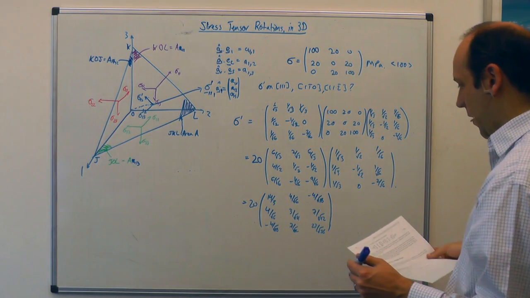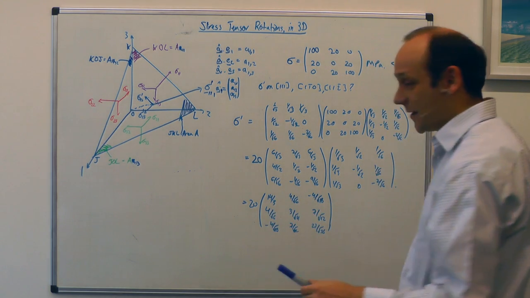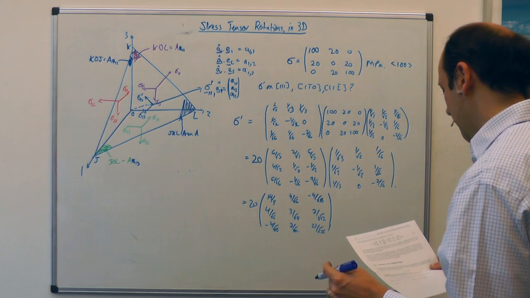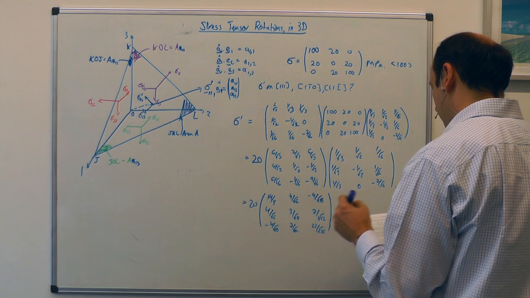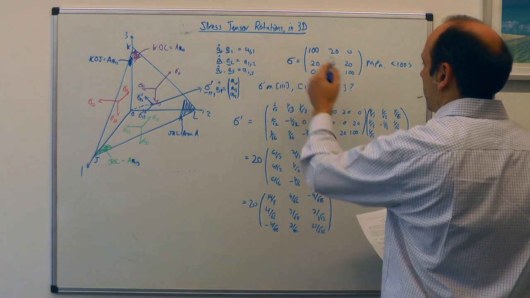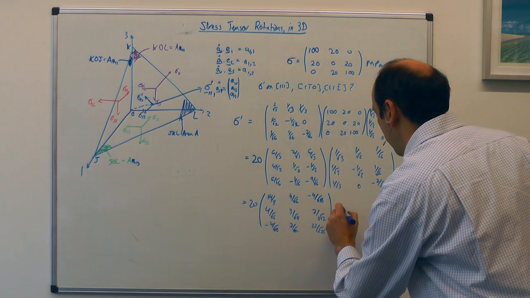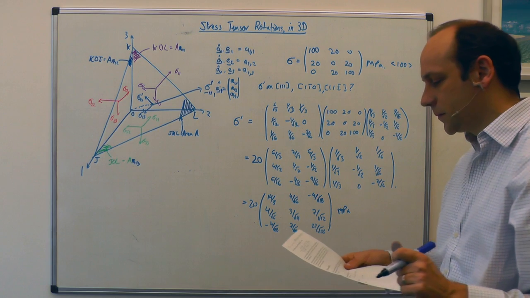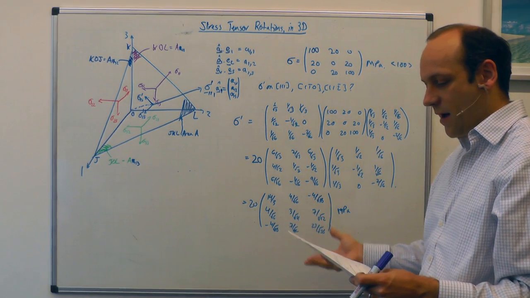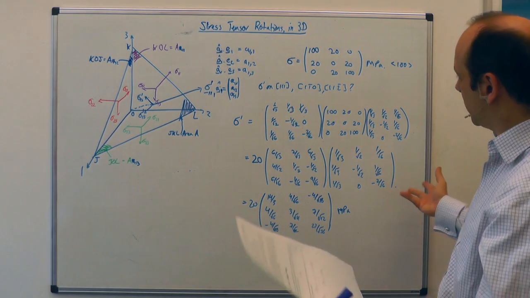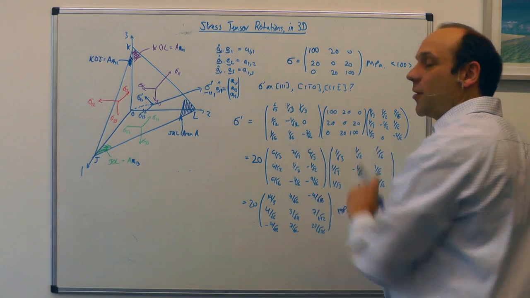Now, what are the things to notice here? Well, this is still a symmetric matrix. That is, it's still a stress matrix. When I add up the values along the leading diagonal, they are 200, which is what I started with. MPa, need to put the unit on. And that's because the trace is invariant.